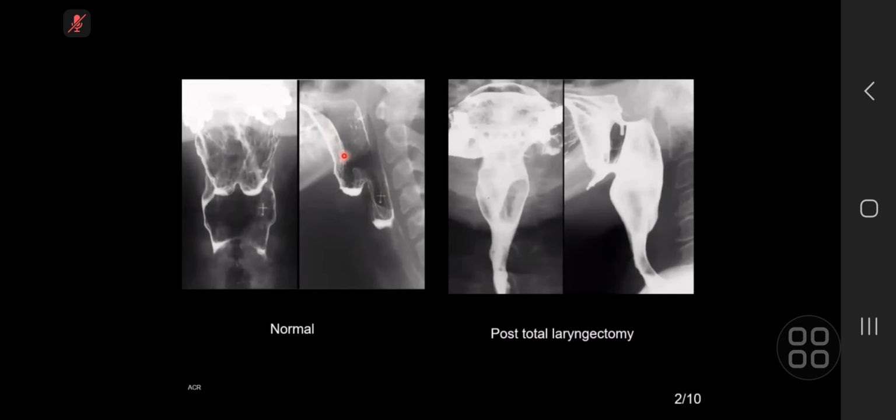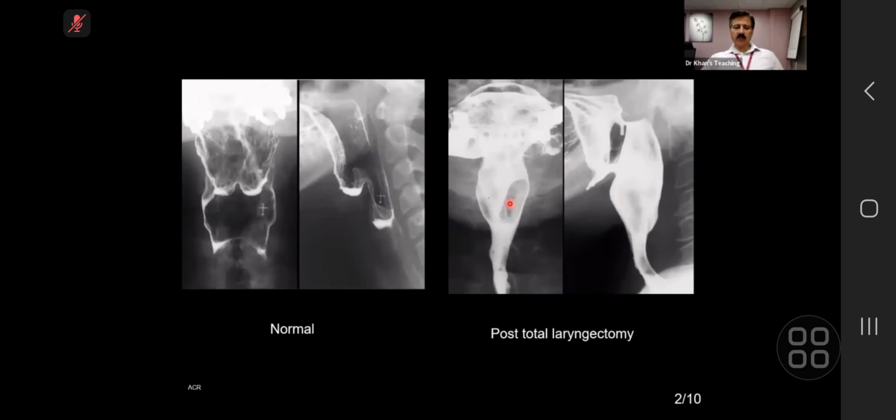The tongue impression is here, and the epiglottis is here. This is post-total laryngectomy. Complete anatomy is distorted, and you have to pick this up. You have to tell the examiner what has happened. Look at the hyoid bone, and the hyoid bone is missing. And look at this, it has become a featureless type of an inverted V smooth outline.